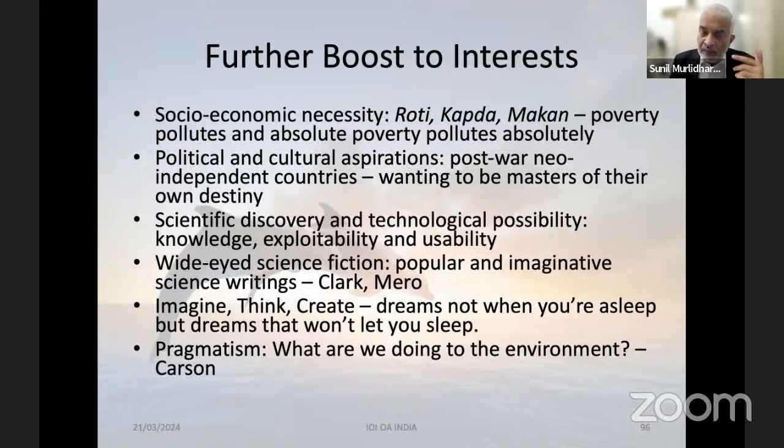T. E. Lawrence, Lawrence of Arabia, the one who wrote Seven Pillars of Wisdom, from whom I have borrowed my own lecture circuit, which I'll talk about a little bit later, famously said: dreams, not when you're asleep, but dreams that won't let you sleep. Abdul Kalam, our president, had a similar quote; he sort of rehashed the quote from T. E. Lawrence. And that's what you want to do. The imagination has got to lead to something, not just imagine great or crazy things and go back to bed.